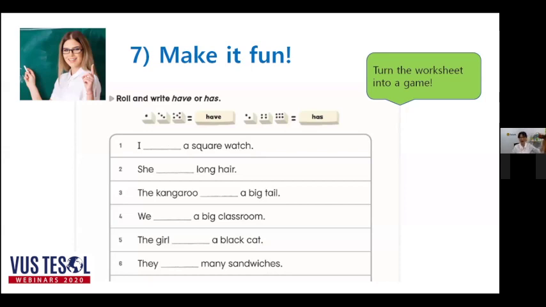So let's ask Chip to roll the dice. Okay, now 1. Oops, sorry, if it's 1, then you use have. I have a square watch. Is it a correct sentence? Yes, it's a correct sentence. So Chip gets 1 point. Okay, well done, Chip. So you keep playing like that. Yeah, it's really fun, okay? And it's a lot of practice.